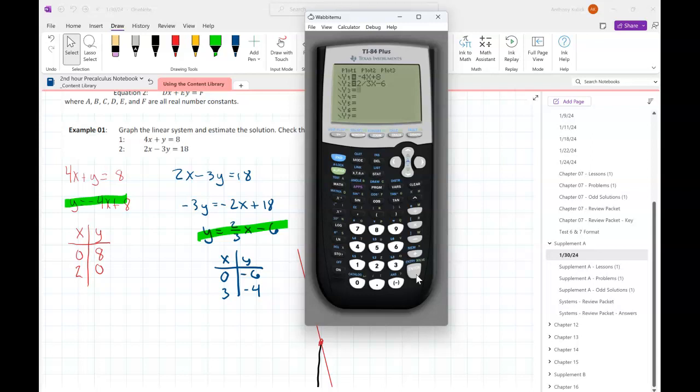Everybody's okay? I don't know when the last time I graphed something was, so before I hit the graph button, I'm going to press zoom and then select option 6 on my calculator, which is zoom standard. That's just going to reset your window to the -10 to +10 range.